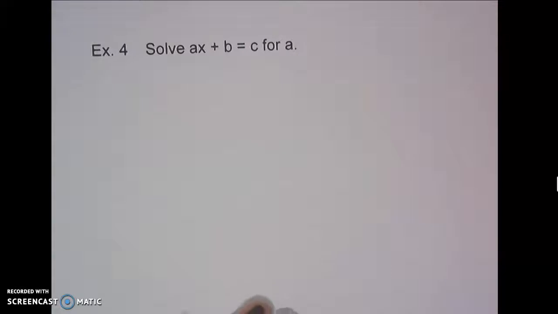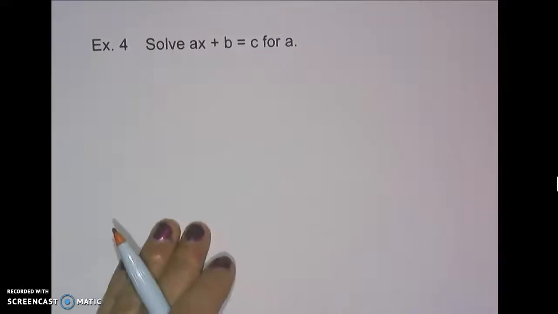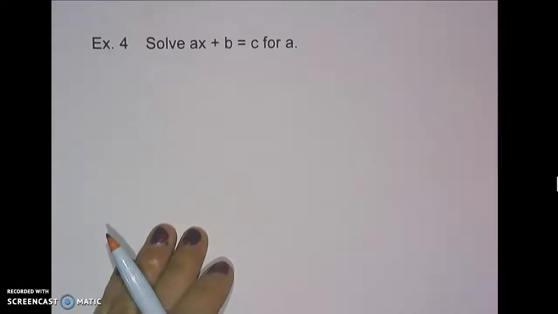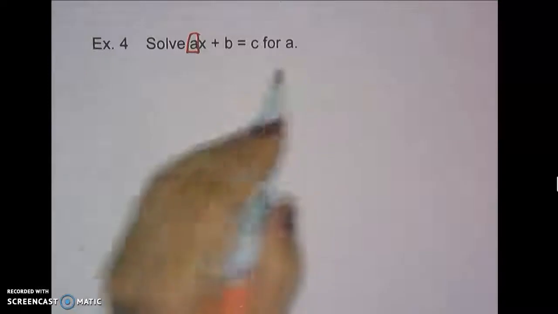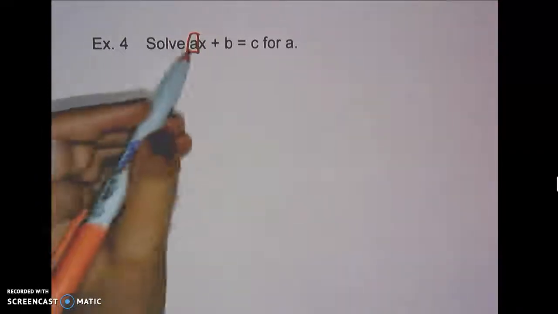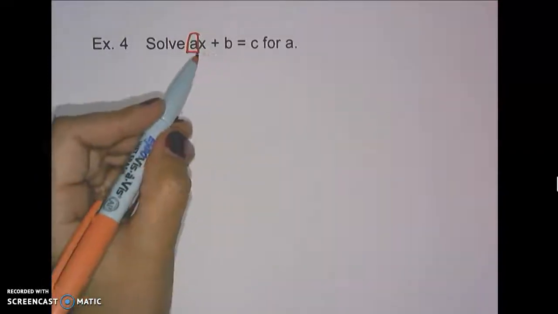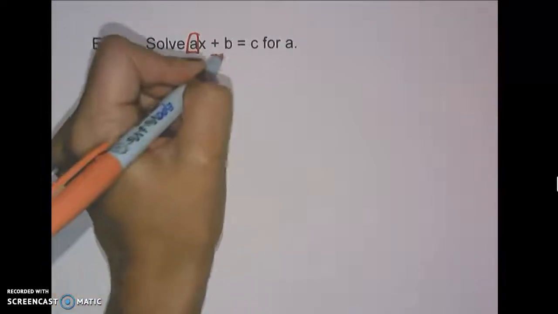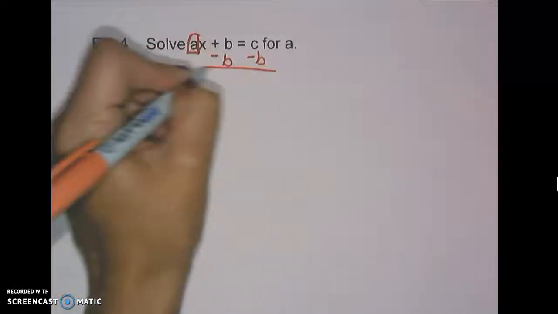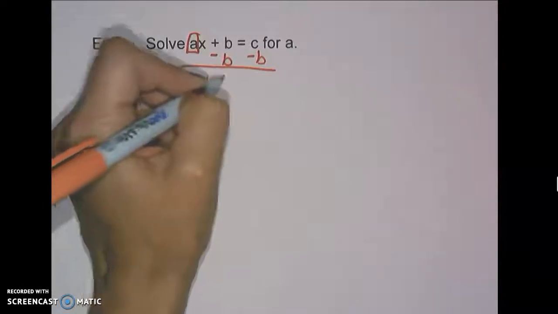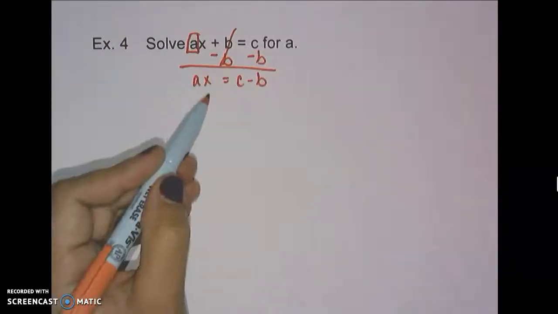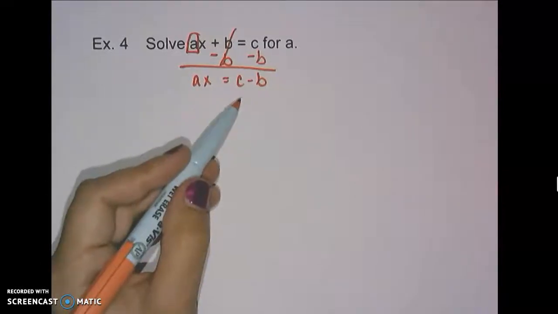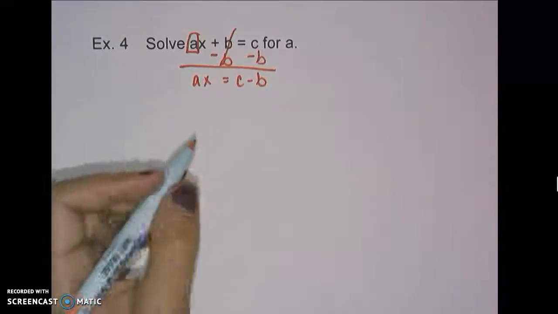All right, let's just keep trying different questions here. So now we're going to solve ax plus b equals c, and we're going to solve it for a. When they tell you for that variable, that's the one you're trying to isolate and get by itself. Ax plus b equals c. That means that we want to get the ax by itself, so we're going to subtract b on both sides. That means that we would have ax equals c minus b. We have no idea what c minus b actually is.